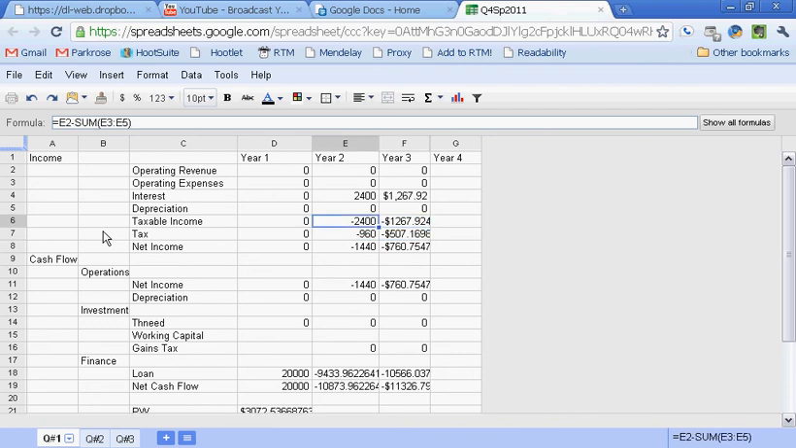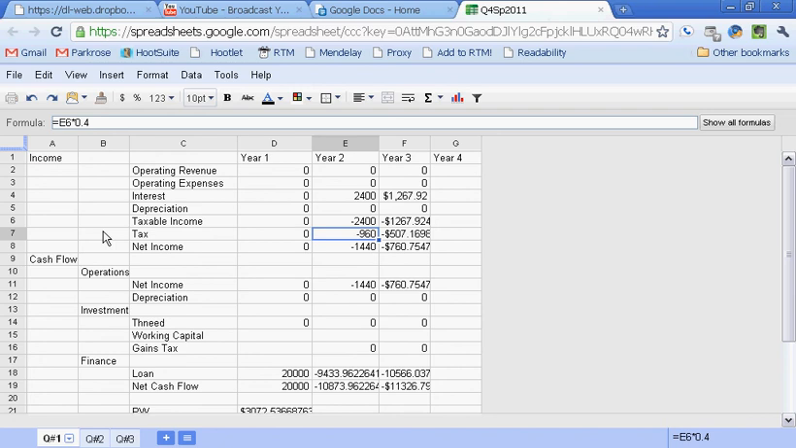So what we're going to see is that our taxable income, because of this loan, actually falls. So in year 2 it falls by $2,400. In year 3 it falls by $1,267.92. Each case is just the amount of the interest expense. What I've done then is done the approximation, saying that we know that the tax rate is 40%, and just said, well, what's 40% of the taxable income? And that's going to be what those taxes are.